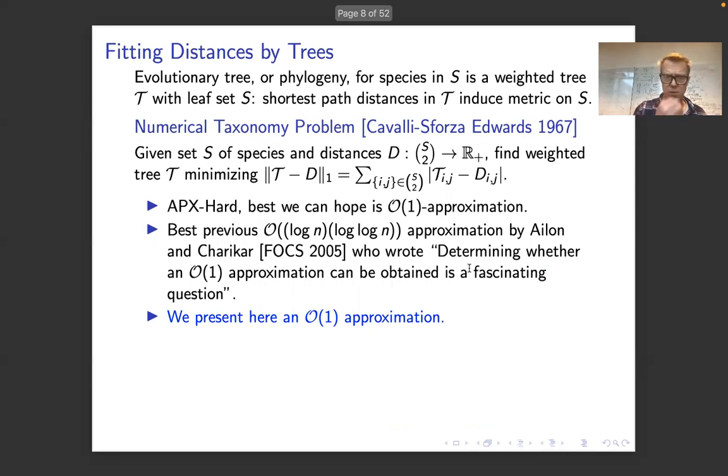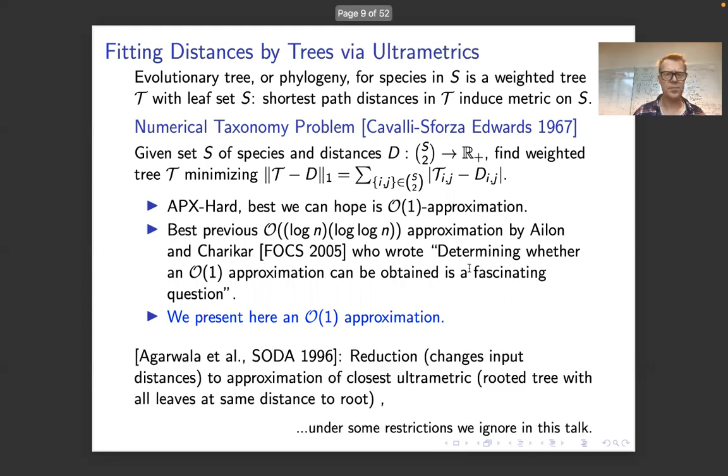And the optimization problem, minimizing the total error, is known to be APX hard. So the best we can hope for is a constant factor approximation. The best positive factor we have is log n times log log n by Agarwala and Cherry-Carr, who wrote that determining whether a constant factor approximation can be obtained is a fascinating question. The question fascinated us, and we solved it, finding a constant factor approximation. And that is what I'm going to talk about.